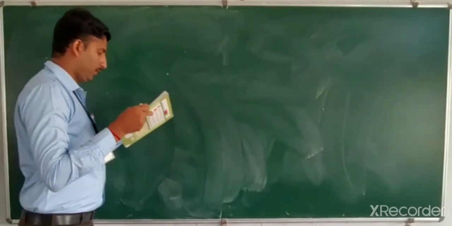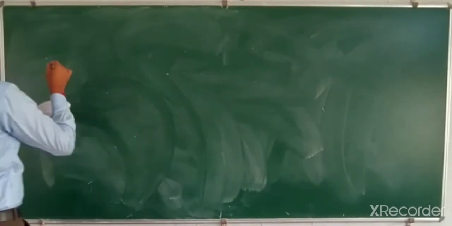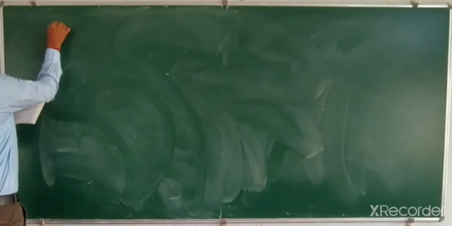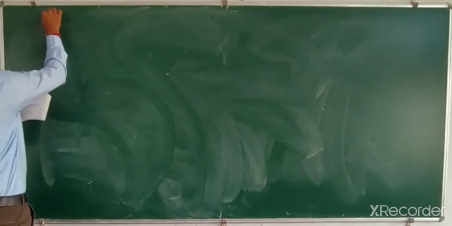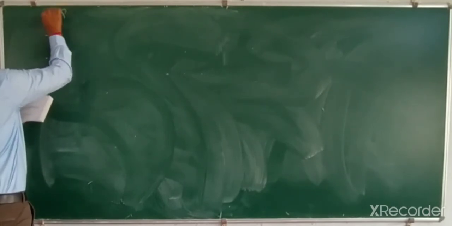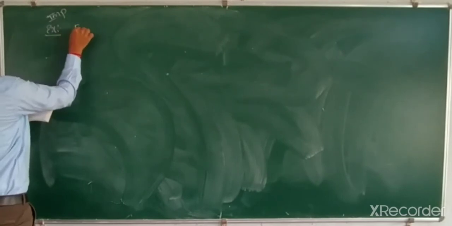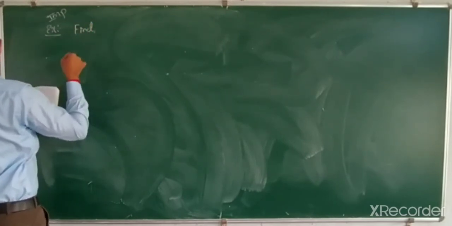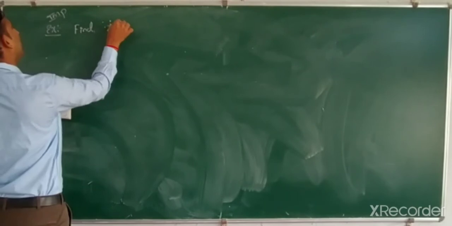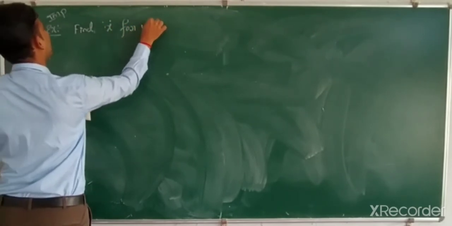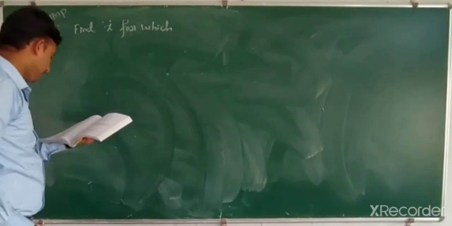Answer is 0. After that, a very important example for the category of 1 marks. The important category is find x. Find x for which?